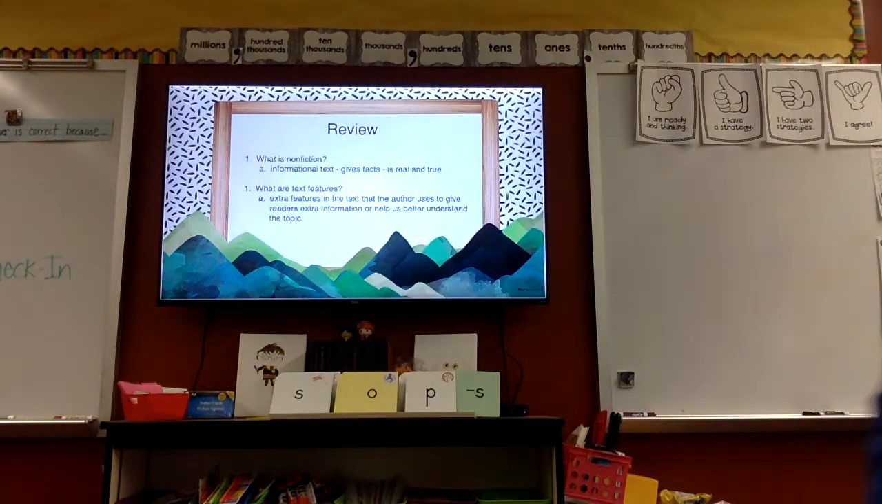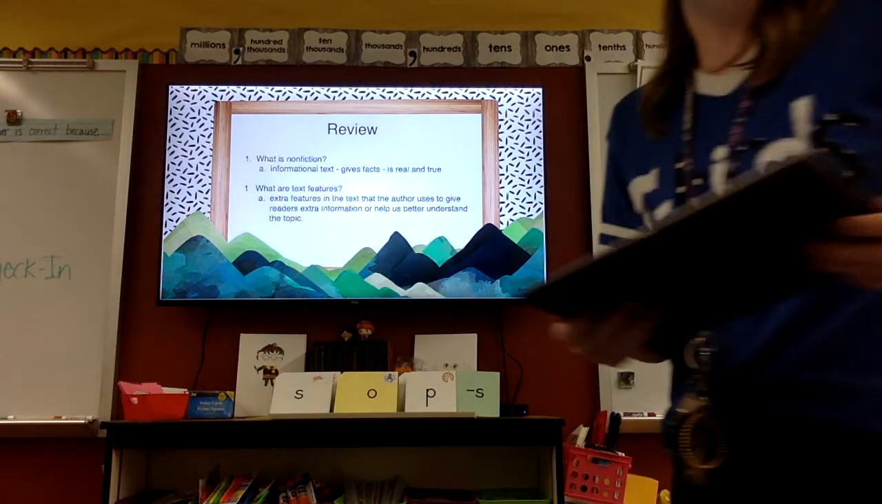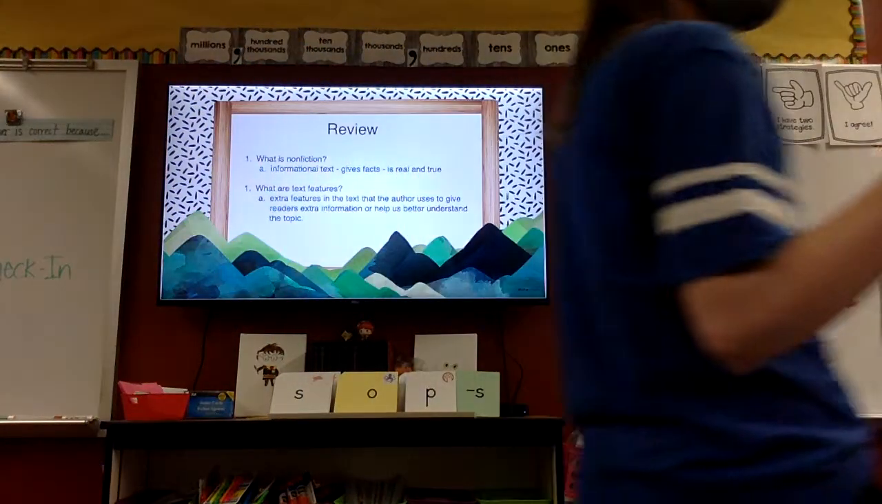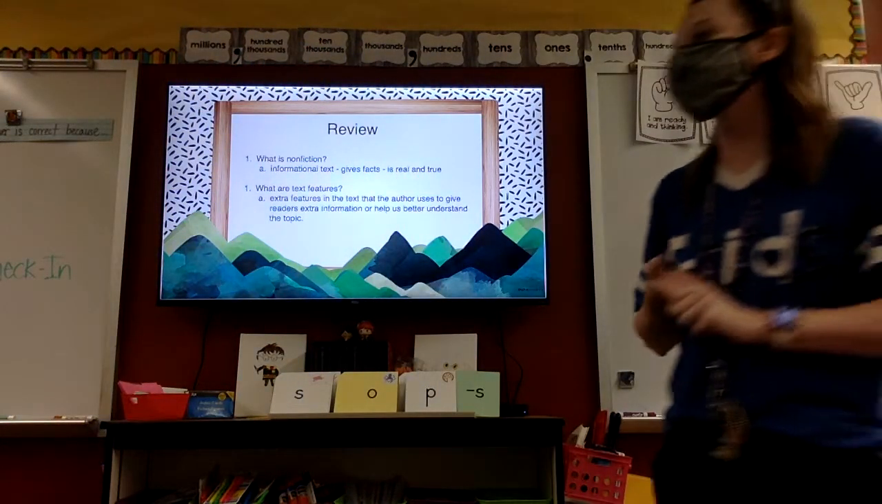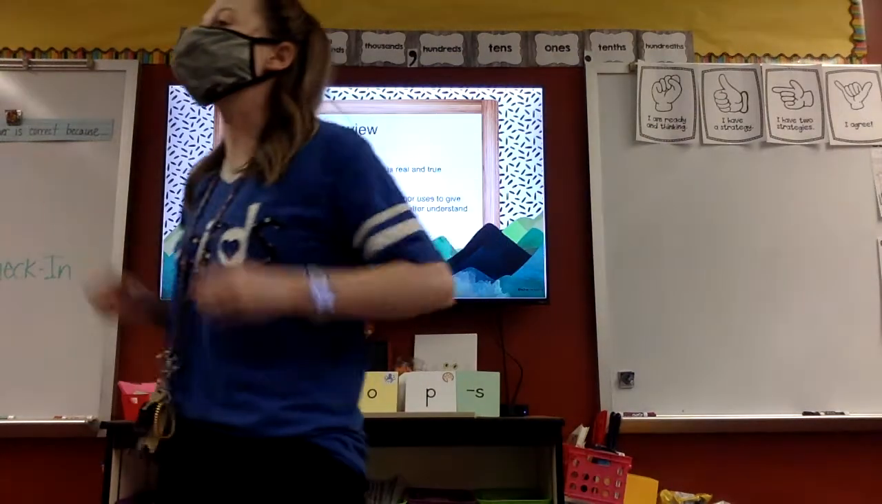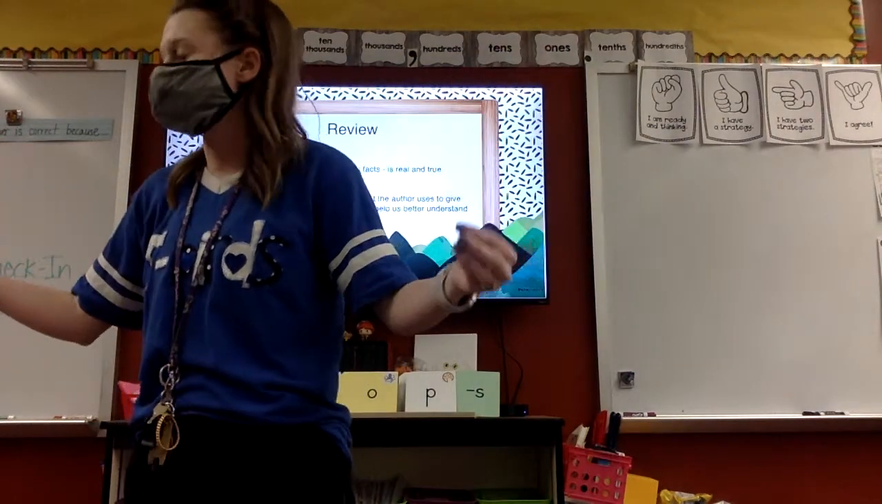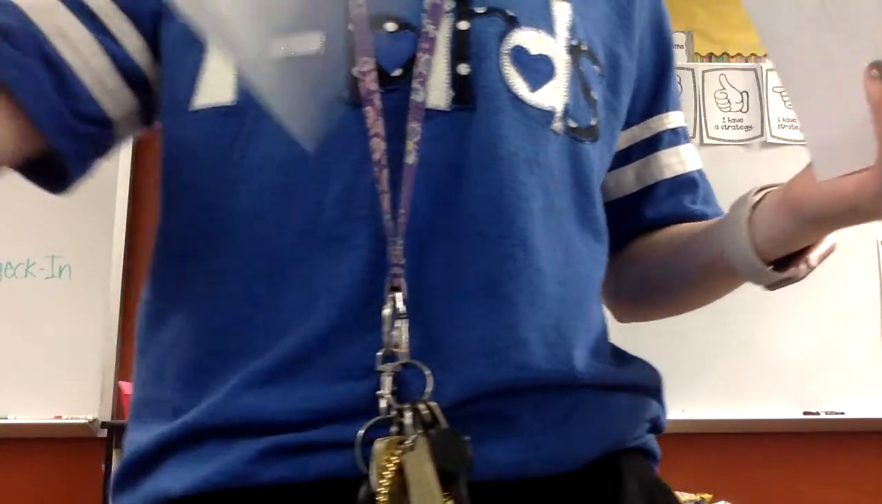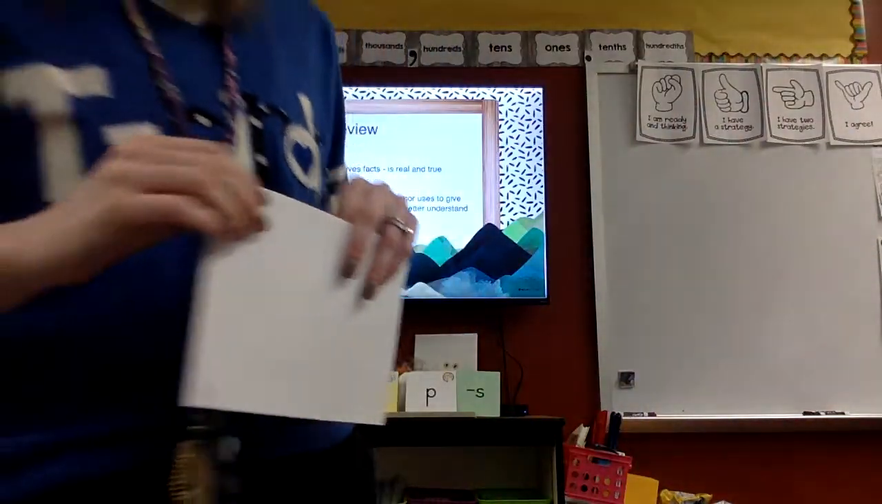Okay? Good job, kiddos. All right, so what we are going to do is I'm going to give you a little flip book, and it's going to have all the text features that we're going to talk about in it. And we're going to fill it out, and then we're going to go through each text feature. My virtual kiddos, these posters are going to be on your Google Classroom to look at. All right, guys, so let's roll through our different text features.